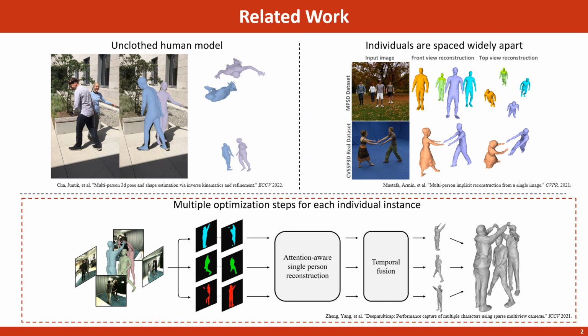In scenarios involving close interactions, methods like DeepMultiCap require multiple optimization steps for each individual instance, using the SMPL as an initial estimate. Because these methods rely on accurate initial SMPL predictions for segmentation and localization, the process becomes computationally intensive and less efficient as the number of interacting individuals increases.